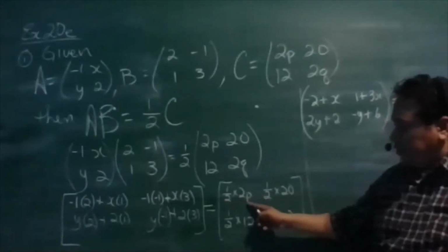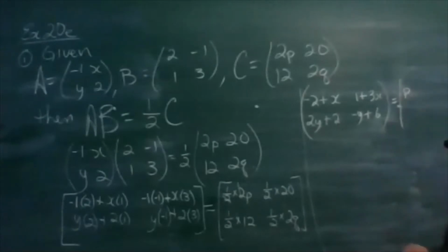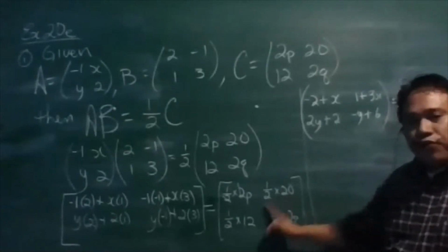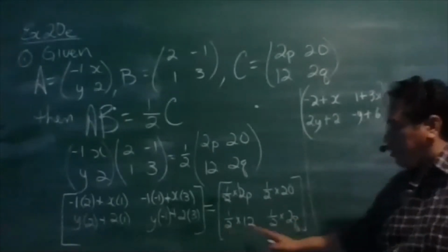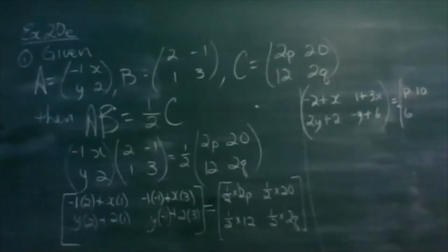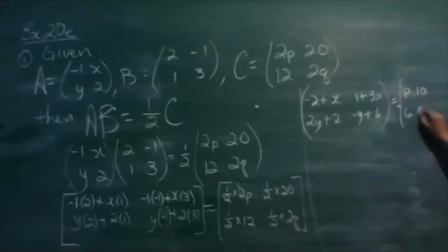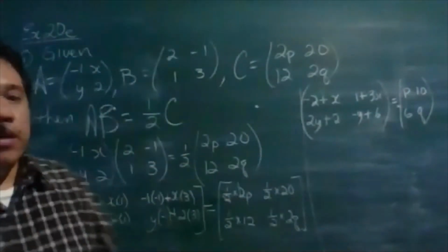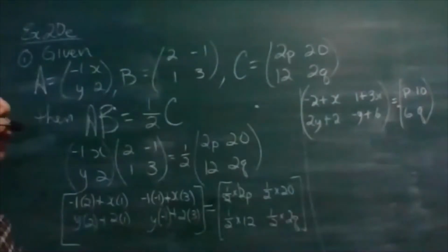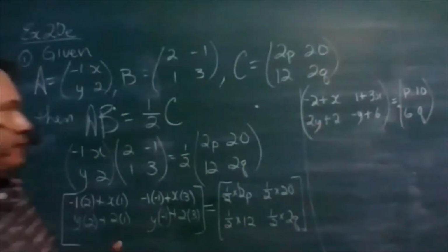Half of 2p, well, the 2's cancel, so that's simply p. Half of 20 is obviously 10. Half of 12 is 6. And half of 2q is simply q. So we have our next step. Now we have everything more or less how we need it. So now we can equate.